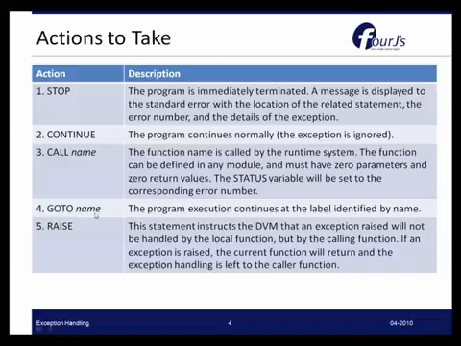You can go to a specific place in the program by identifying a label, or you can raise the exception. This statement instructs the DVM that an exception raised will not be handled by the local function, but by the calling function. So if an exception is raised, the current function will return and exception handling is left to the calling function.